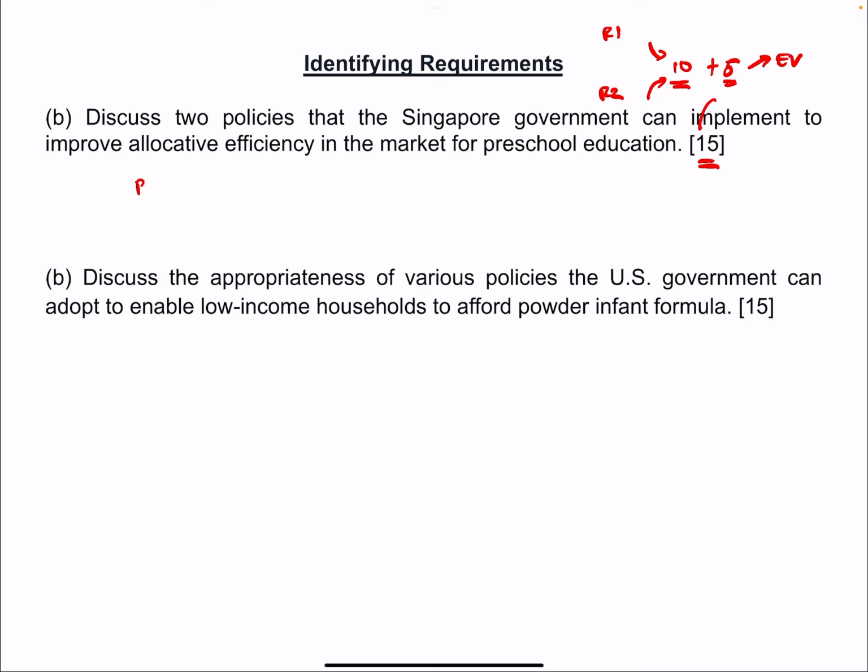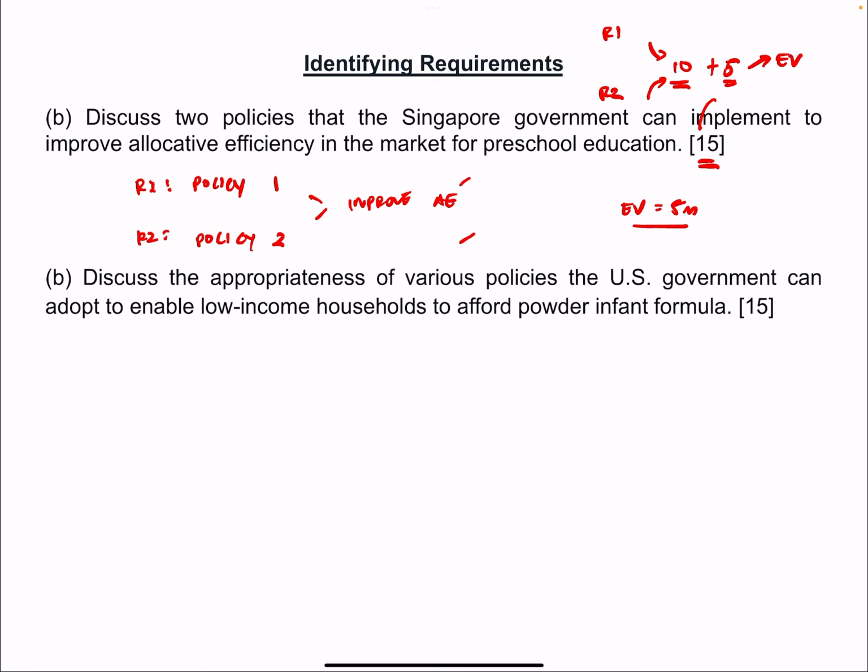So R1 would be policy 1, to explain how policy 1 works to solve allocative inefficiency, and then R2 would be another policy to again improve allocative efficiency. Basically to solve the market failure. Then after you explain your R1 and R2, there are the additional 5 marks for evaluation. So part B questions have an evaluative component, whereas part A questions don't.